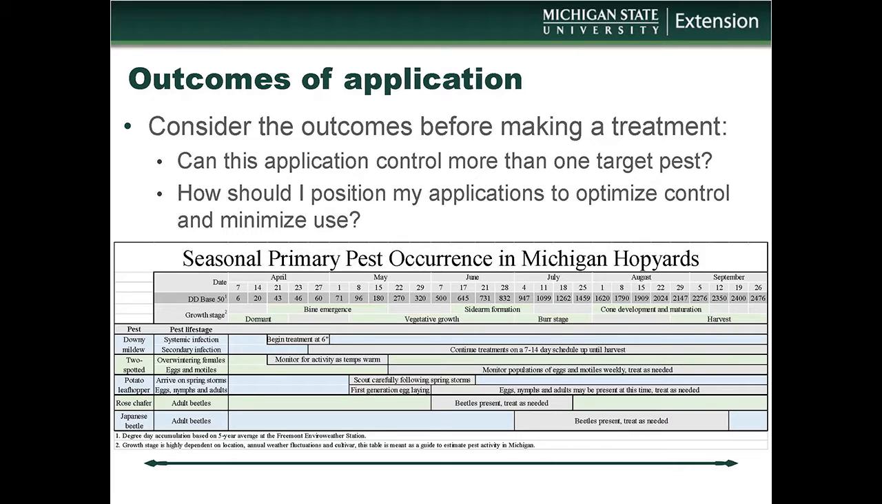Consider the outcomes of an application before making a treatment. Can this application control more than one target pest? Rose chafer and Japanese beetle are a great example of this. Same spectrum of pesticides in terms of activity, and we have a period where they overlap in the season. Can we wait until we start to see Japanese beetle emerge before we make that rose chafer application? Kind of two birds with one stone type of idea. How should I position my applications to optimize control and minimize use?